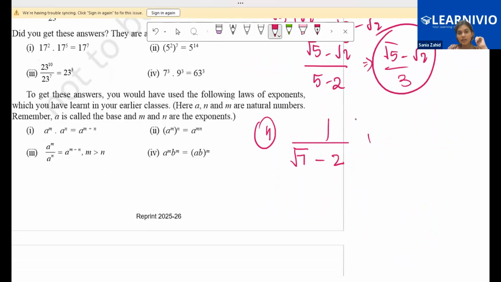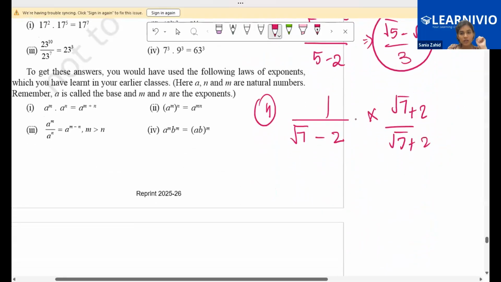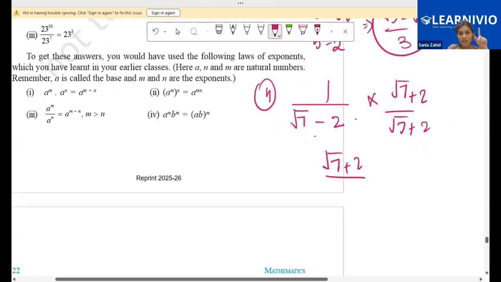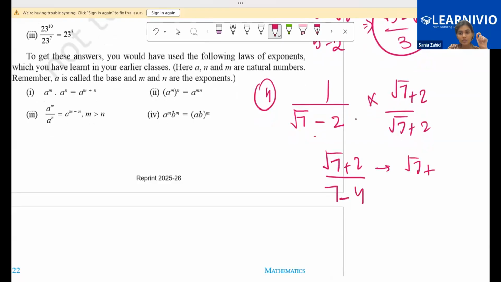Yes. Okay, look here, Abdullah. You multiply and divide with root 7 plus 2. So on the numerator side, you get root 7 plus 2 only. And in the denominator, the identity is a plus b, a minus b, so that's a square minus b square. So isn't your answer root 7 plus 2 by 3? Right? Yes, ma'am.